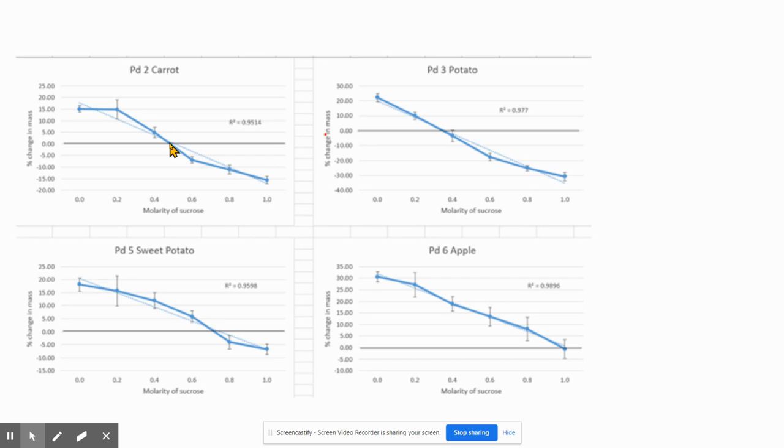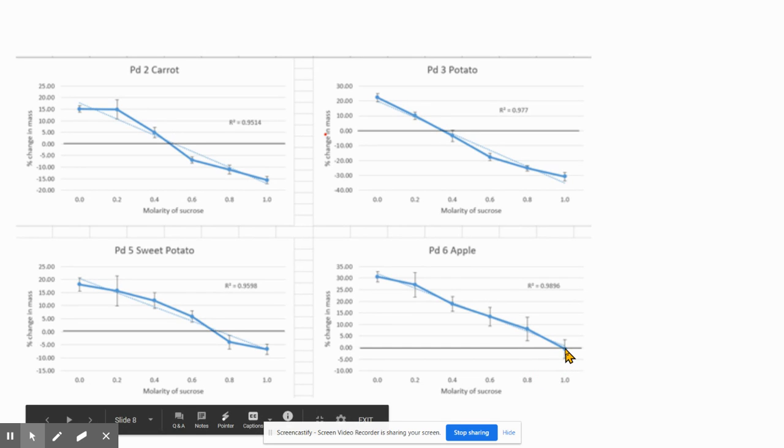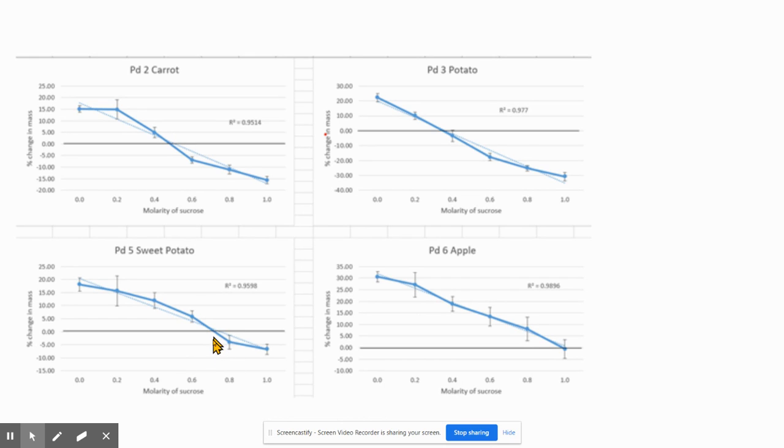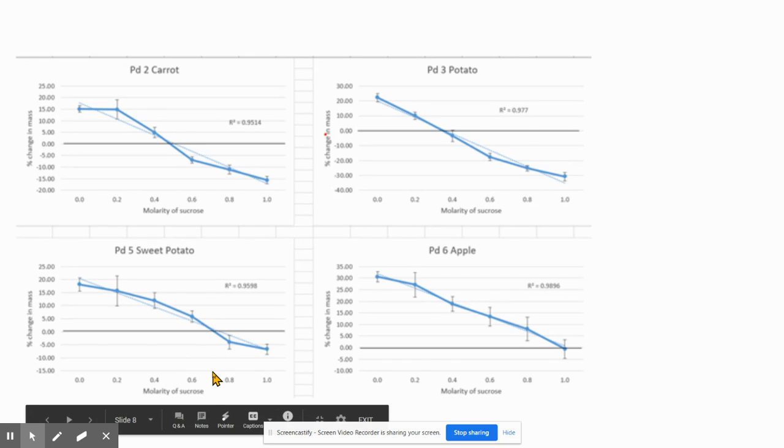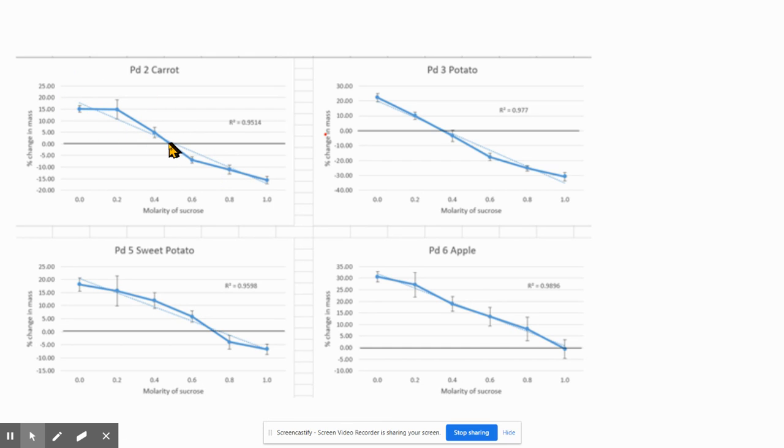So this is the isotonic point, and I would have had you do some water potential problems with this, but the isotonic point here for the potato is about 0.4. The isotonic point for the apple was 1. So these are generally sweeter. And the isotonic point for the sweet potato was about 0.7 sucrose. So anyways, I just wanted to show you that. But if it's above the line, it's hypotonic. Right here is the isotonic point. And if it's below the line, it lost weight, which means it was in a hypertonic solution. Water moved out. So I just want to explain that a little bit. That goes with that lab.